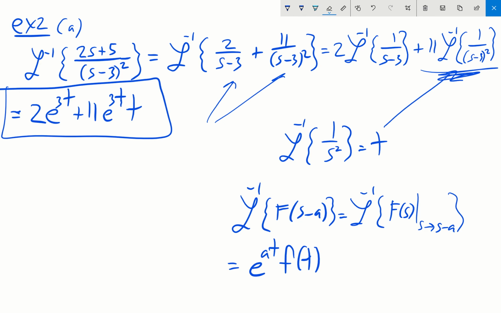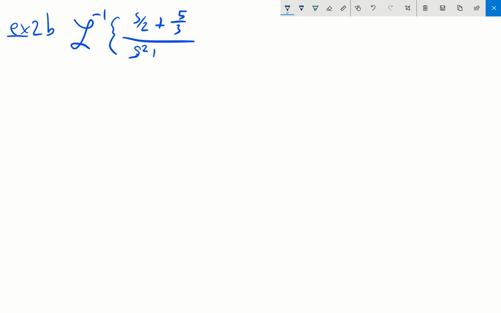Let's go ahead and do another one. In example 2, part B, let's do the inverse Laplace transform. Sorry, my L's are getting a little sloppy. That's better. Let's do the inverse Laplace transform of (s/2 + 5/3) all divided by s squared plus 4s plus 6.